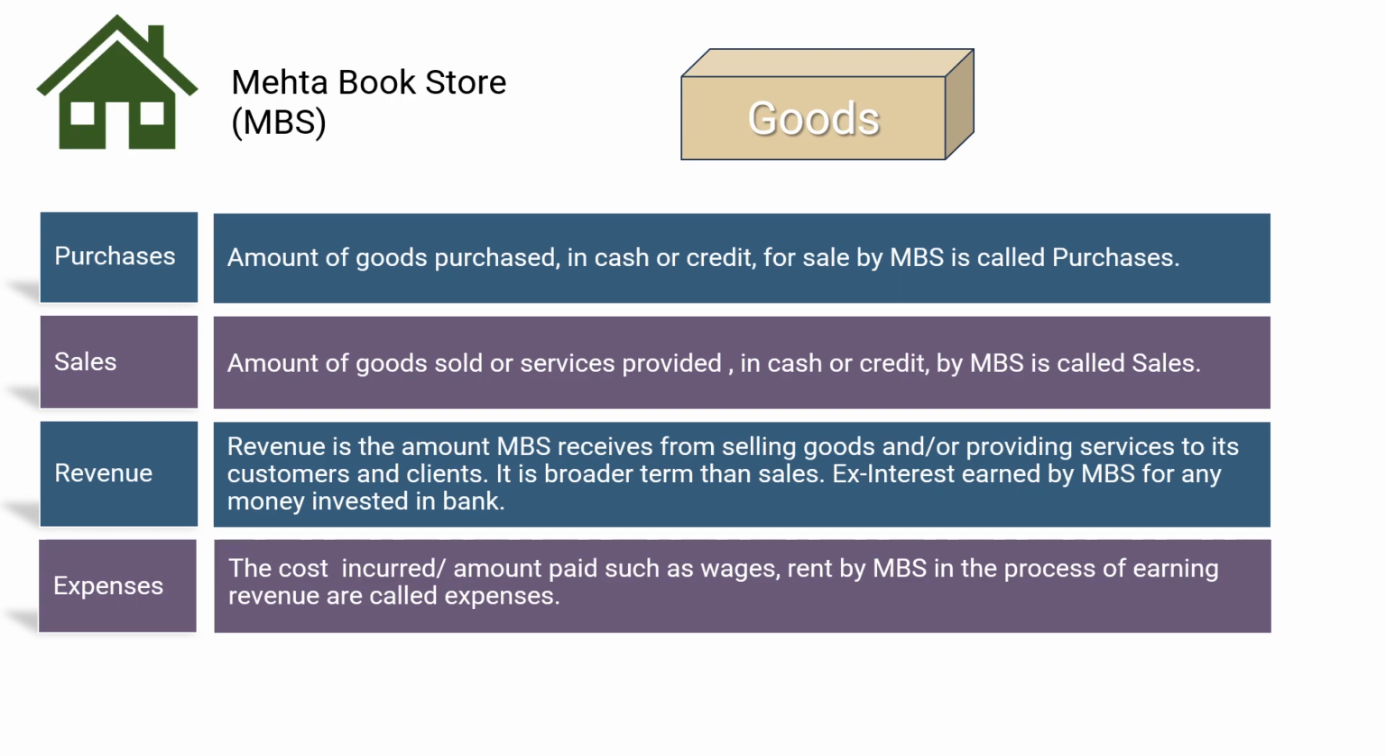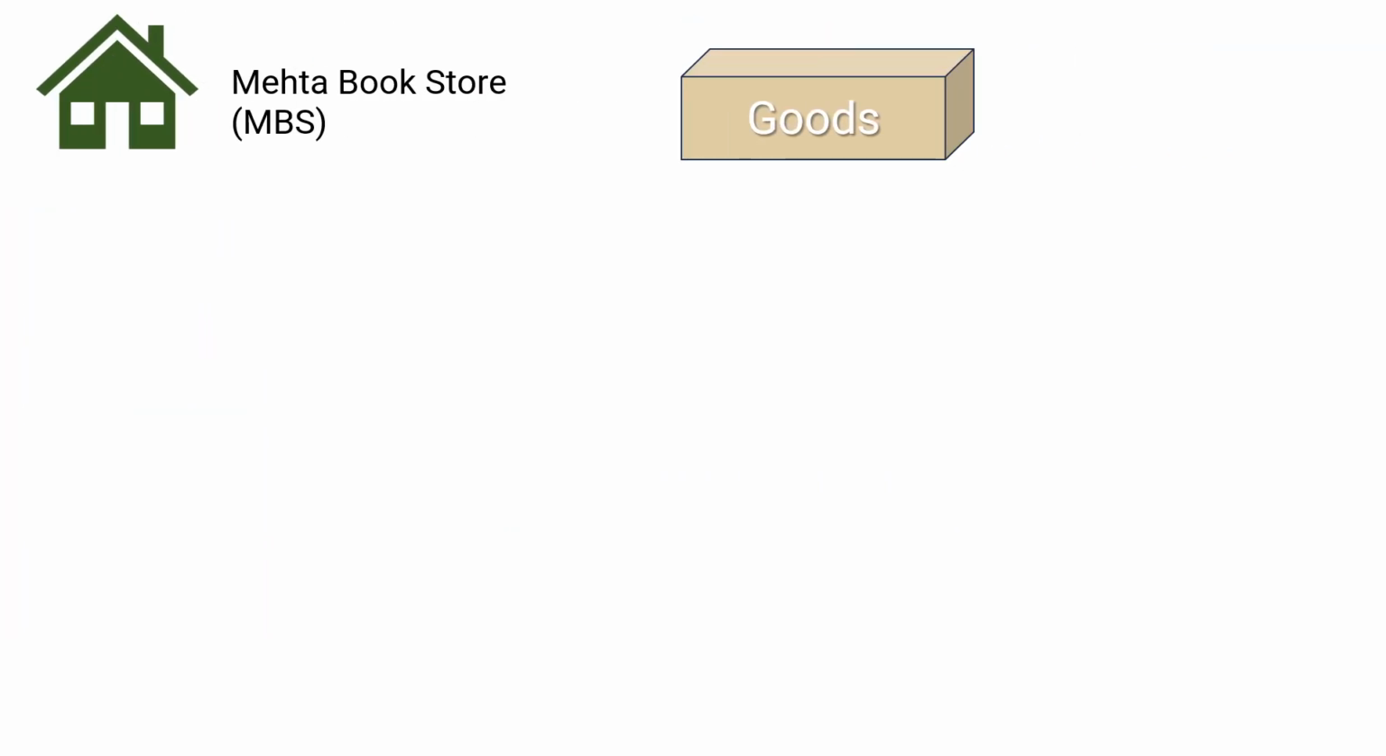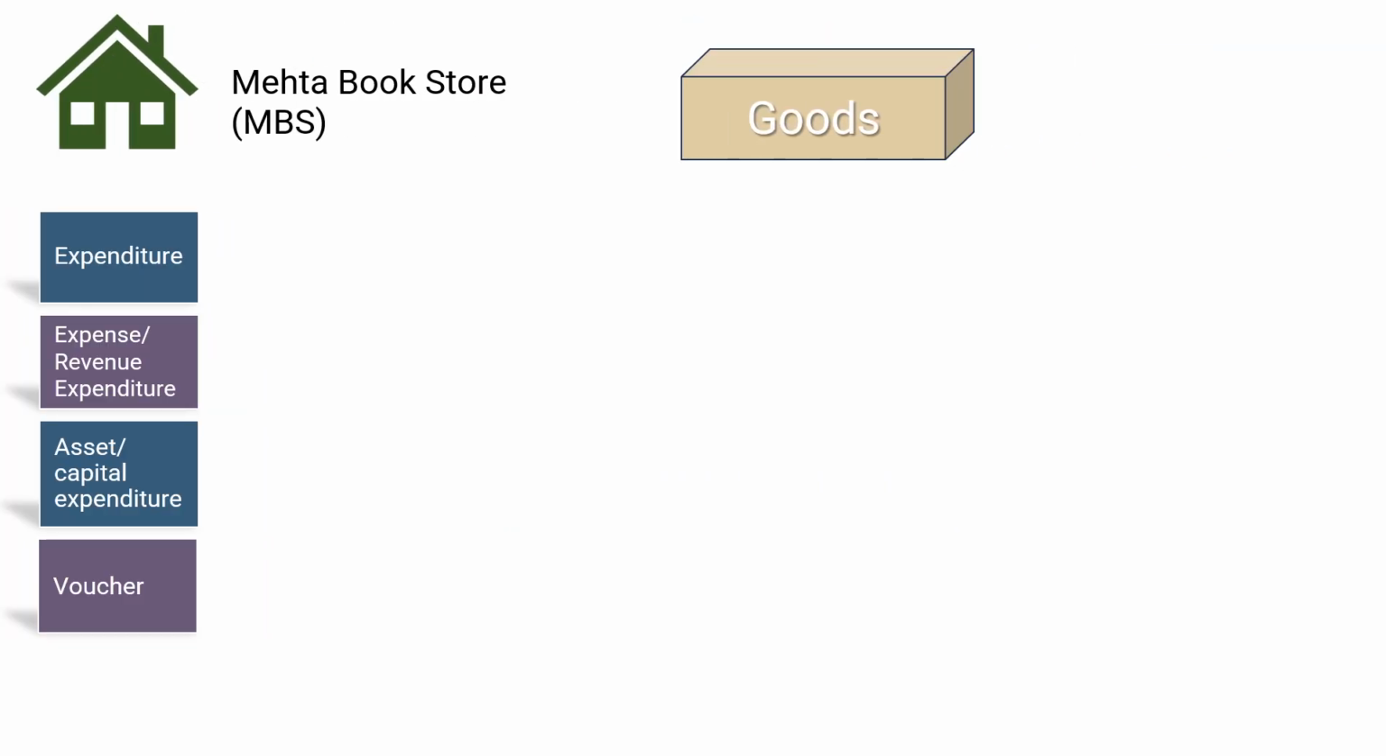Suppose you kept a few staff who will help you in selling the goods, so those are mandatory. So these expenses which are incurred and which help us to earn the revenue are called the expense. Now moving on to the next topic, which is expenditure. Again, like revenue and sales, expenditure and expenses are related, and expenditure is a broader term.